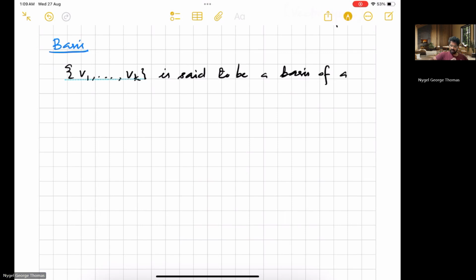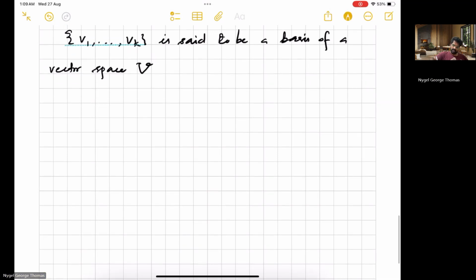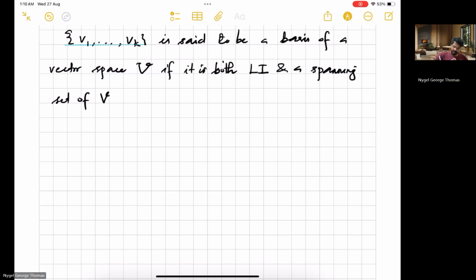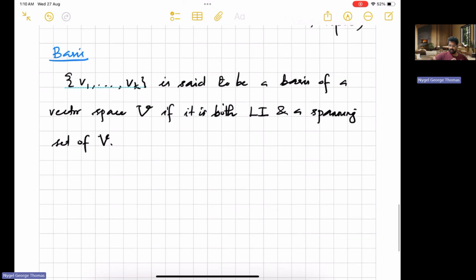of a vector space V if this is a set which is both linearly independent and a spanning set of V. This is the definition in English.